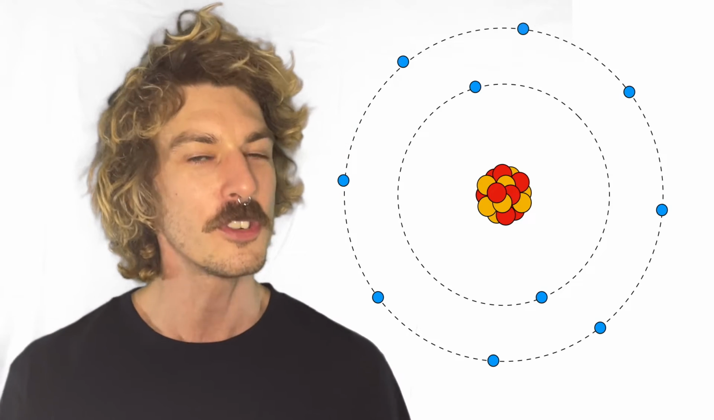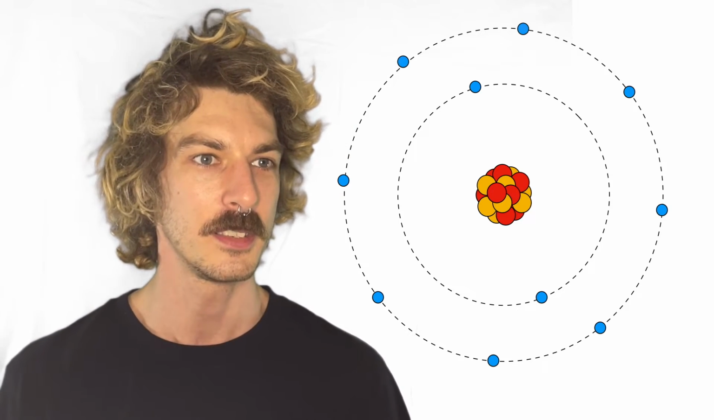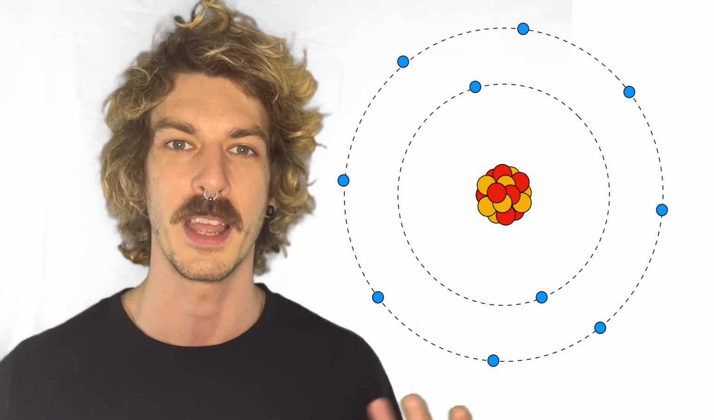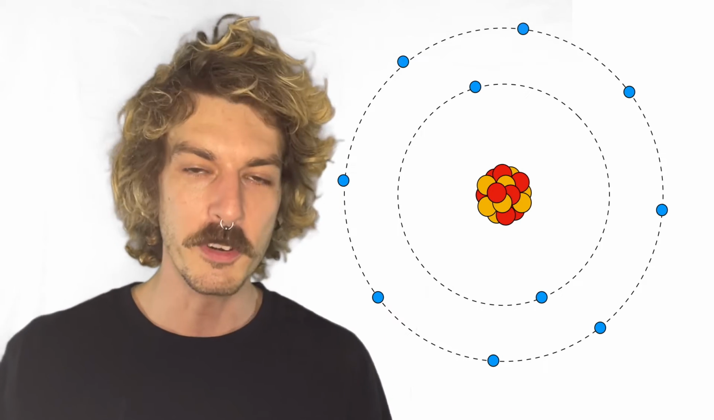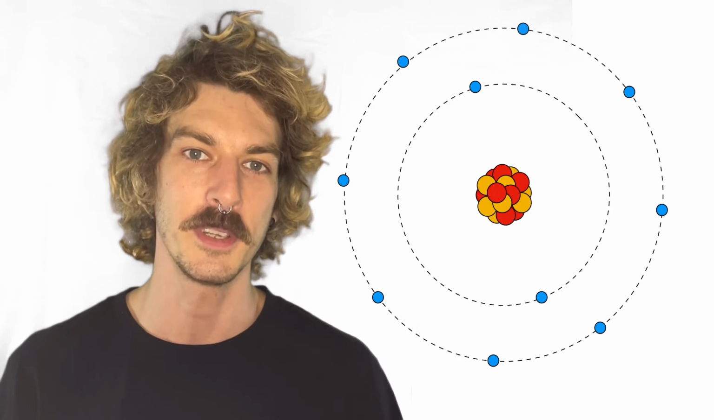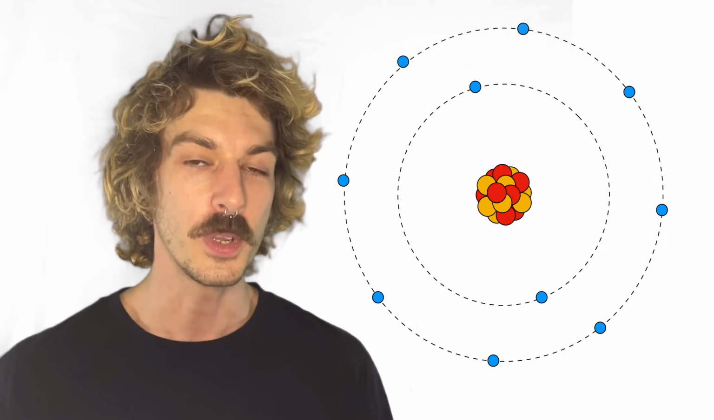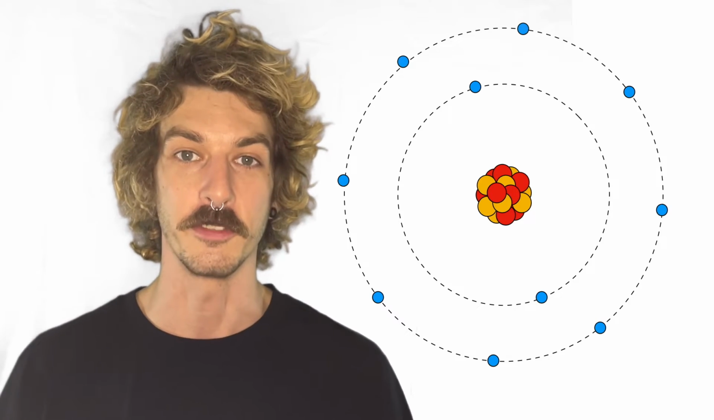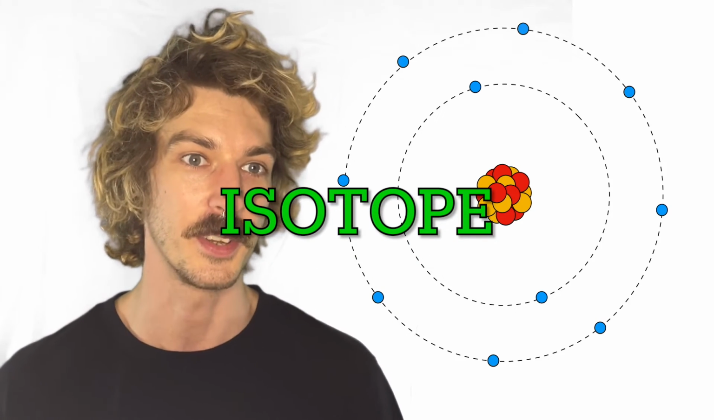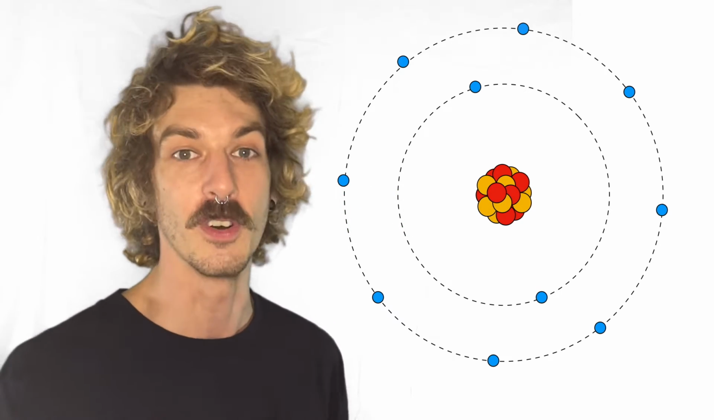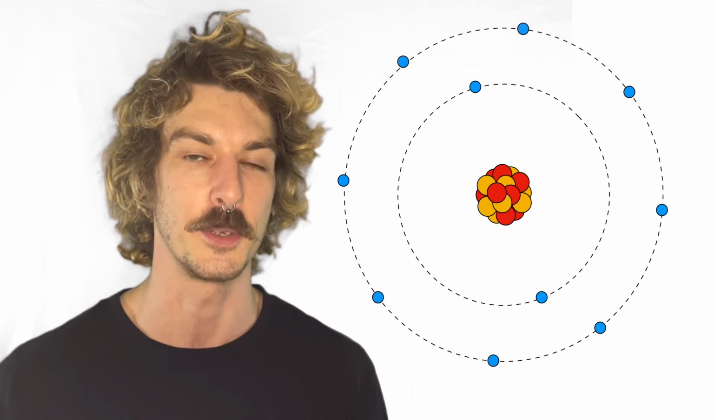But the number of neutrons can be different. Some atoms of carbon might have 6 neutrons, some might have 7 neutrons, some might have 8 even. The number of neutrons doesn't define the element, and it can change within reason. The word that we use to describe atoms with a different number of neutrons is an isotope. So the example that I gave a minute ago, carbon with 6, 7 or 8 neutrons, would be isotopes of carbon.